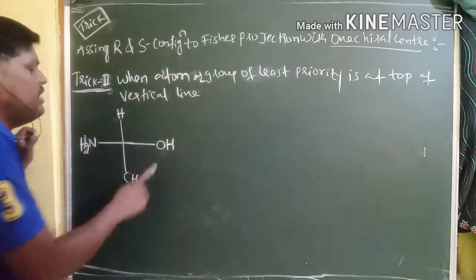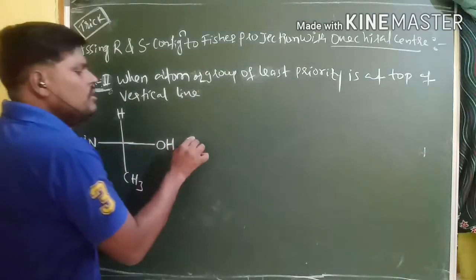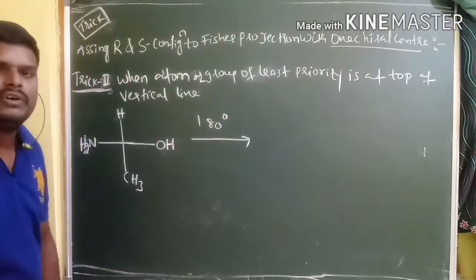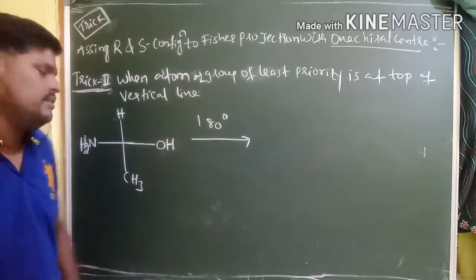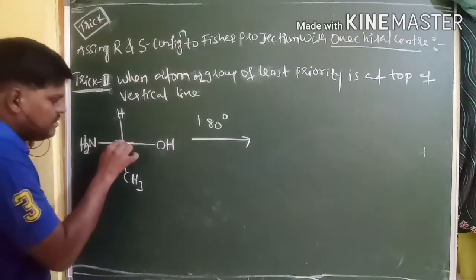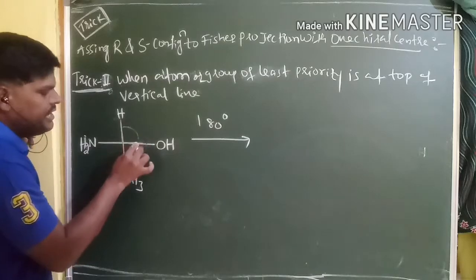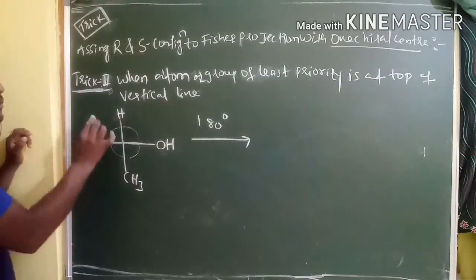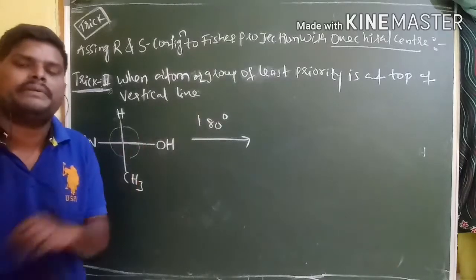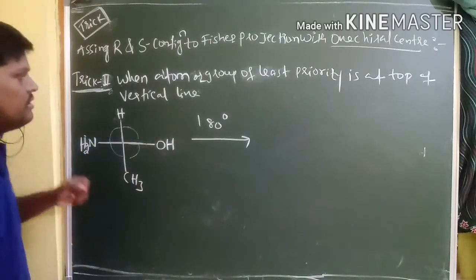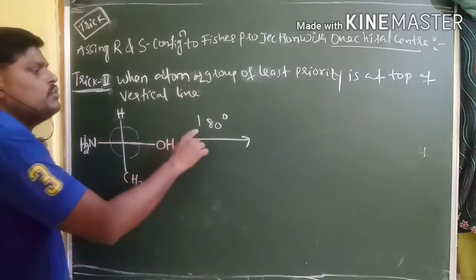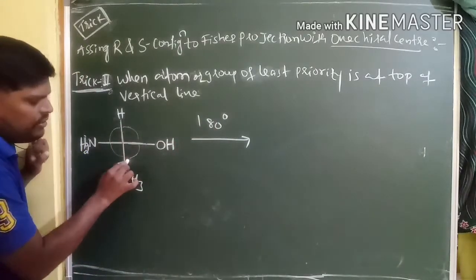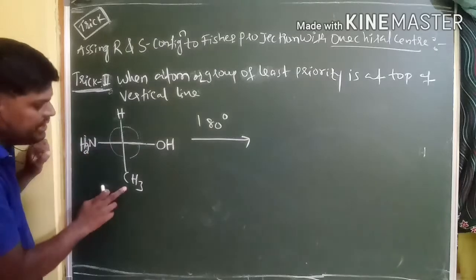The entire molecule is rotated through 180 degrees. Rotate through 180 degrees. Of course, this is 90 degrees, sir. 90 degrees, 90 degrees, 90 degrees, 90 degrees. The total molecule is 360 degrees. But here, the molecule is rotated through only 180 degrees. 180 means, sir, 90 plus 90, 180. That's why hydrogen will appear here.